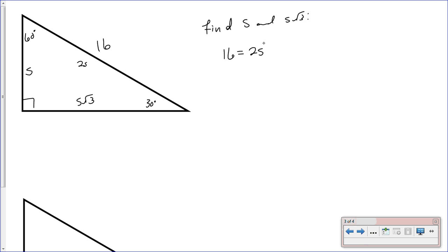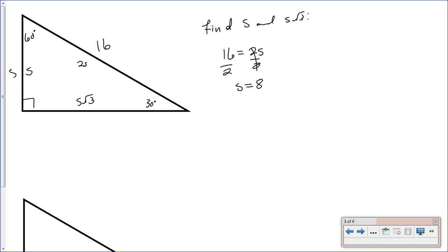So the first thing we're going to want to do is find out what S is, because basically the whole triangle is in terms of S. So regardless of what kind of triangle you have, you want to solve it for S. If you're given S, you don't have to solve for it. But if you're not given S, solve for S. So 16 equals 2S. Divide by 2. So S equals 8.